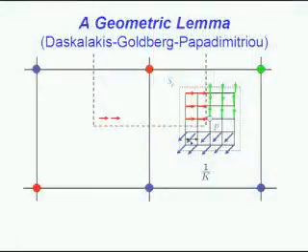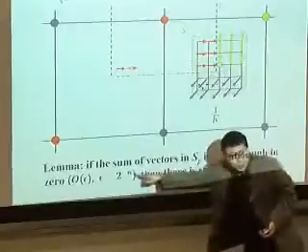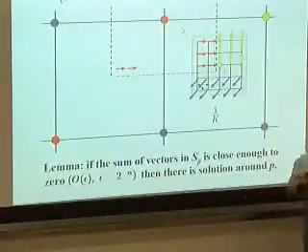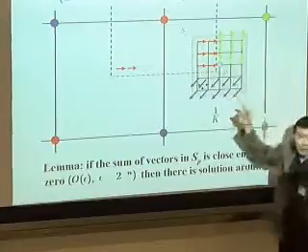And so they're able to prove the following lemma. That is, you add up the vectors you sampled around the points. If they happen to be very close to 0, say exponentially close to 0, then this square must have all 3 colors.